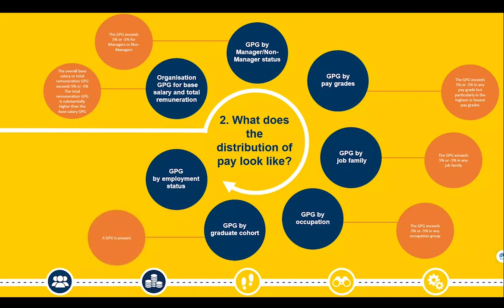Again, we're going to look and see if there's any gender pay gap present in the graduate cohort. I'll talk about it a little bit more when we look at the data, but we're not setting a 5% tolerance threshold for the graduates. And then for employment status, again, it's a tolerance threshold of 5% for your full-time, part-time, or casual employee groups.